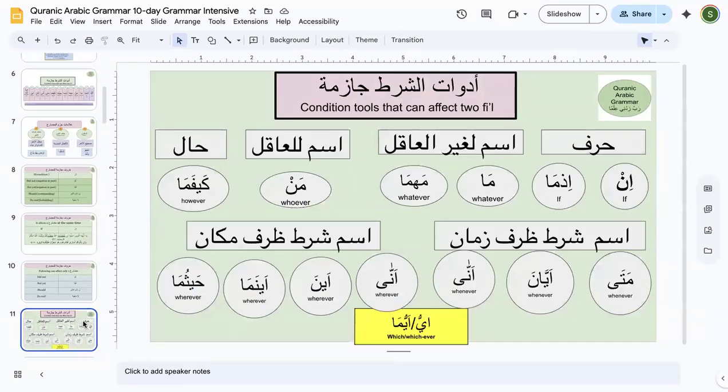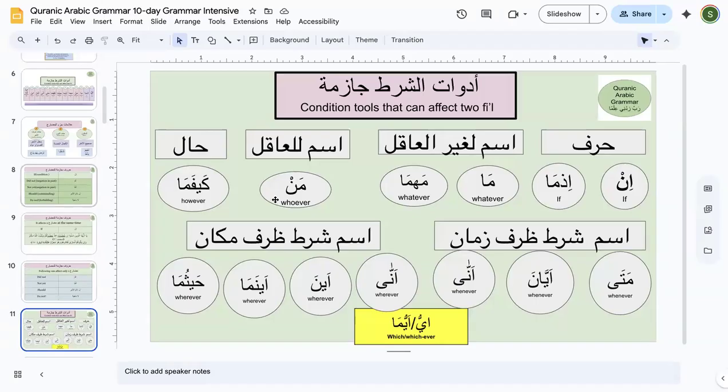Now, in and isma are harf, right? So we don't worry much about them. When it comes to ma and mahma, they are used for non-intelligent beings. They are for ghair aqil, which means unintelligent, right? So when ma is used as ismu shart or mahma has come in Quran as ismu shart, it is referring to ghair aqil, which means not a being of intellect.